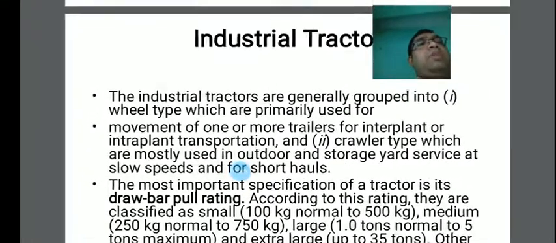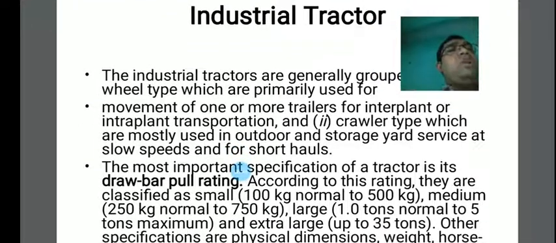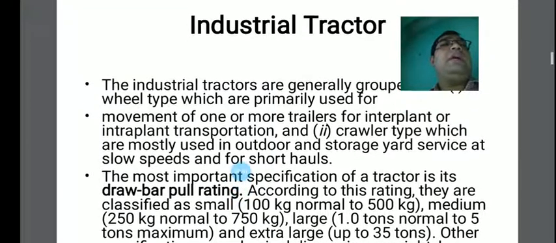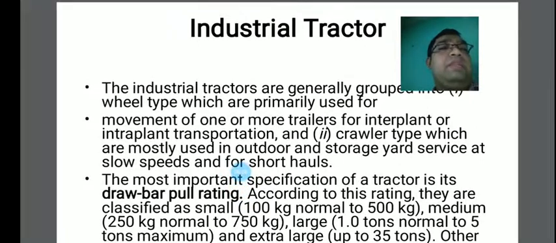inside the industry. Sometimes materials are also transferred from outside into the industry, and then tractors are used. These industrial tractors transfer materials inside the industry.